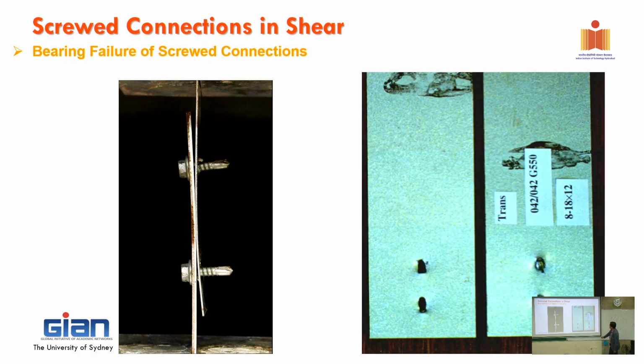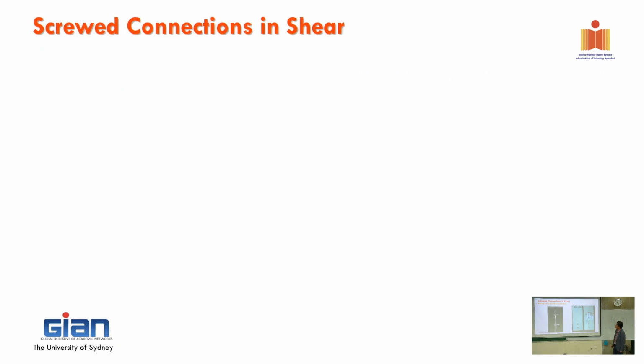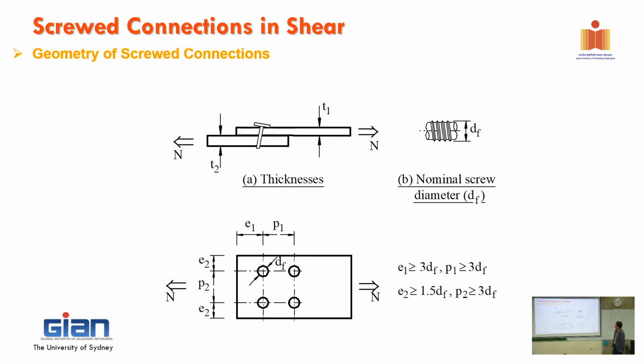So you can see, if you look at this one, it's dragging in here. It's just bearing, and bearing. So that is another, similar to hot rolled steel, to bolted connection, where you see the bearing failure. So with geometry, the thickness T, T2 and T1, when you use the equation.